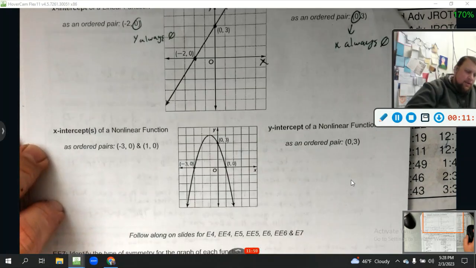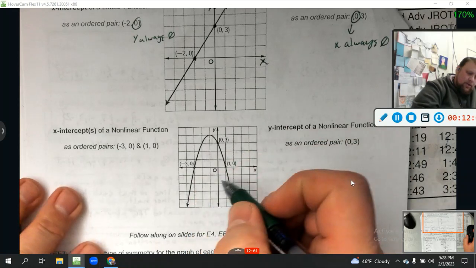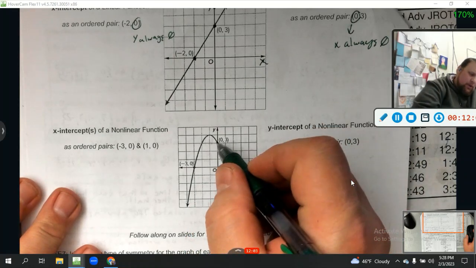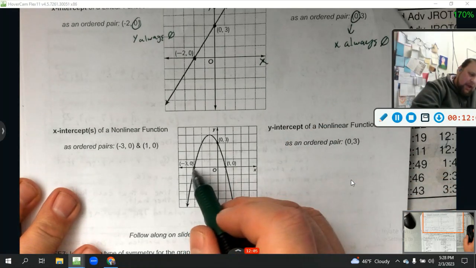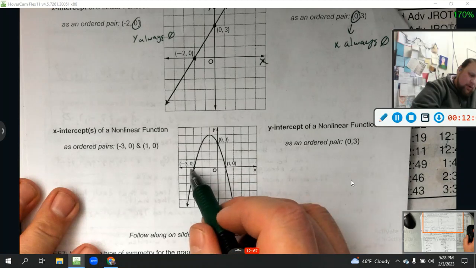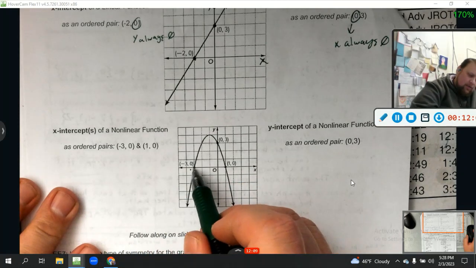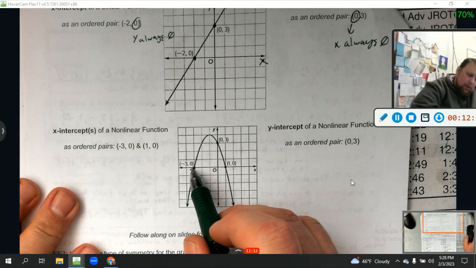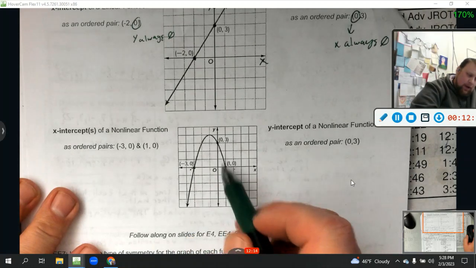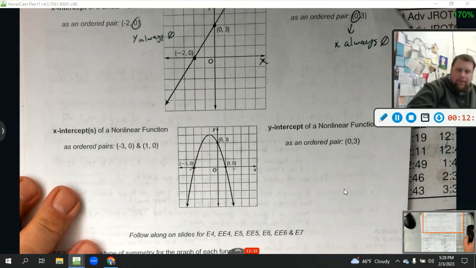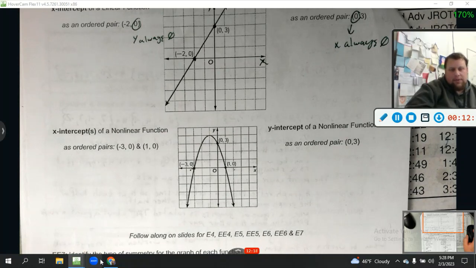Okay. How about with nonlinear functions? Look right here. Notice with the nonlinear function, we still only have one y-intercept at 0, 3, but we have two different x-intercepts where it crosses. We have one at -3, 0, and one at 1, 0. Again, both where y equals 0 and the y-intercept where x equals 0. Okay. Let's take a look at a couple more slides, see what happens.